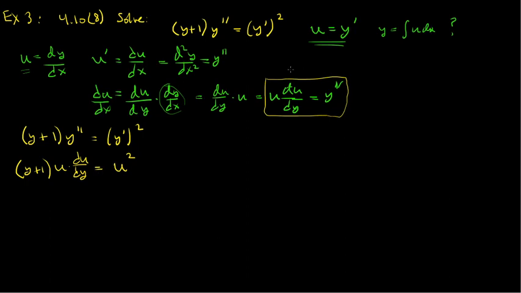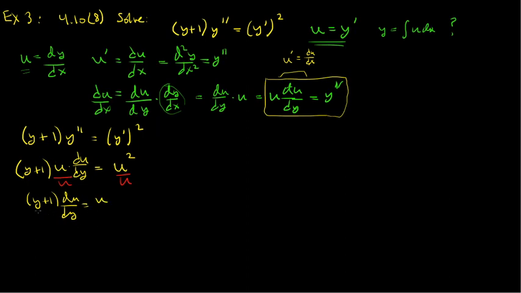So be careful. This du by dy, if you're not careful, you might write u prime, but that's not what this is. This is the derivative of u with respect to x, not the derivative of u with respect to y. So first thing to note is you can divide both sides by u here, and when you do that, you just get on the left y plus 1 times the derivative of u with respect to y is equal to u. We canceled one of the u's.